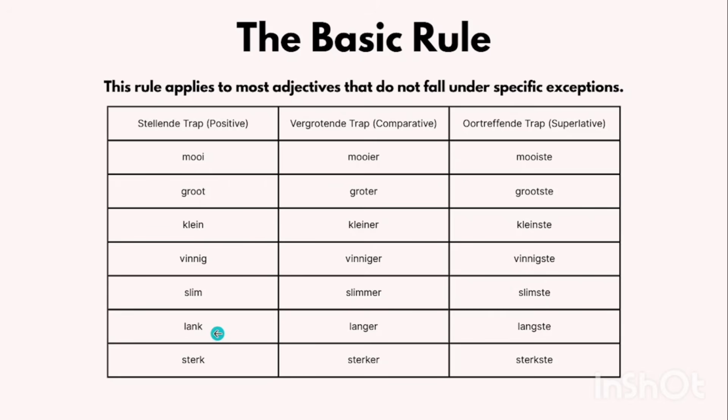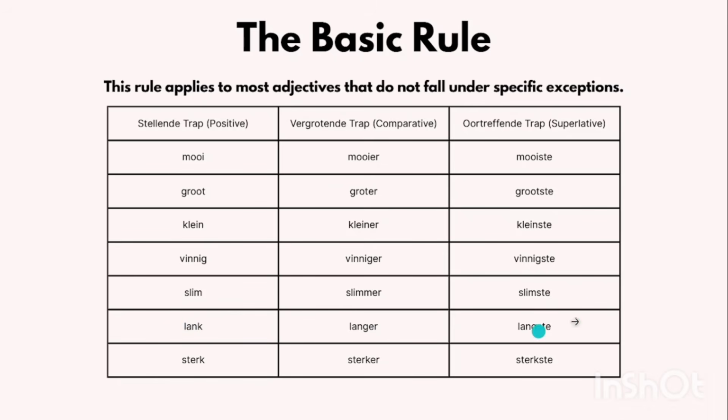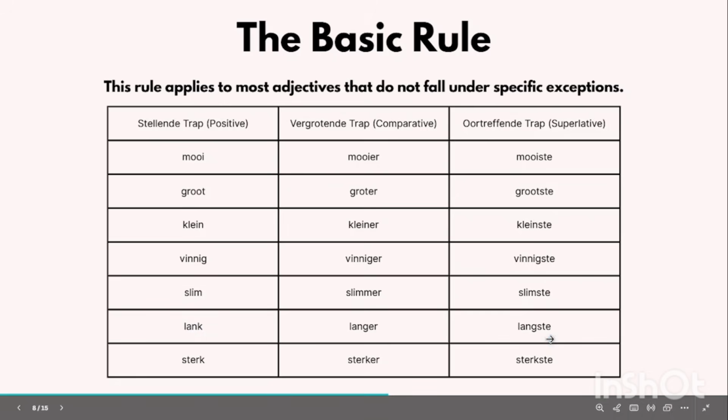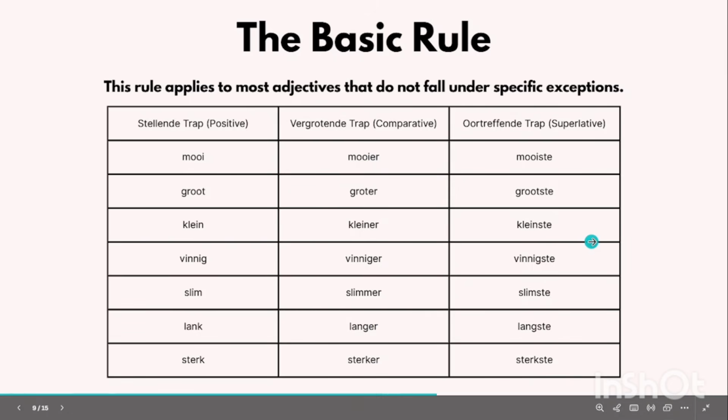Okay, lang, another exception. Lang becomes langer and then langste, so it only keeps its K here. I think it's mostly words that have NK, so just see if there's another one that applies to that rule. Sterk, sterker, die sterkste. So these ones basically get ER here and STE here.